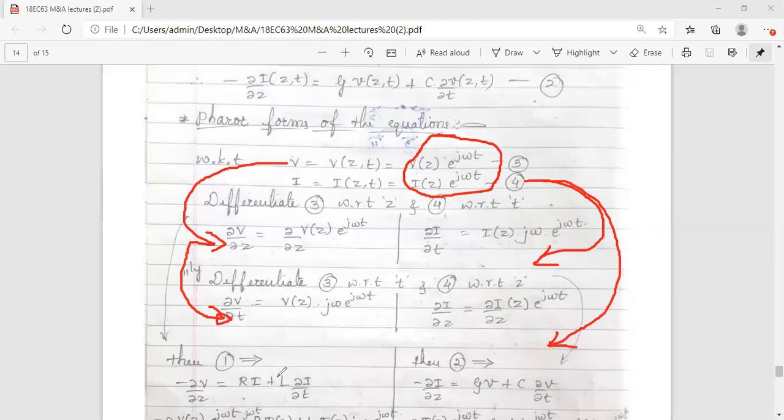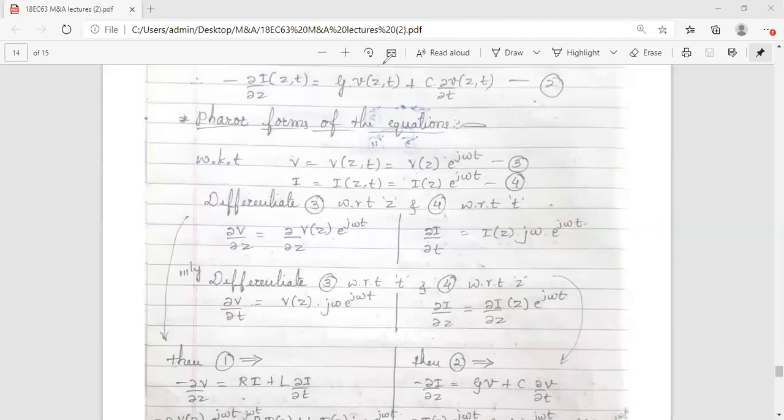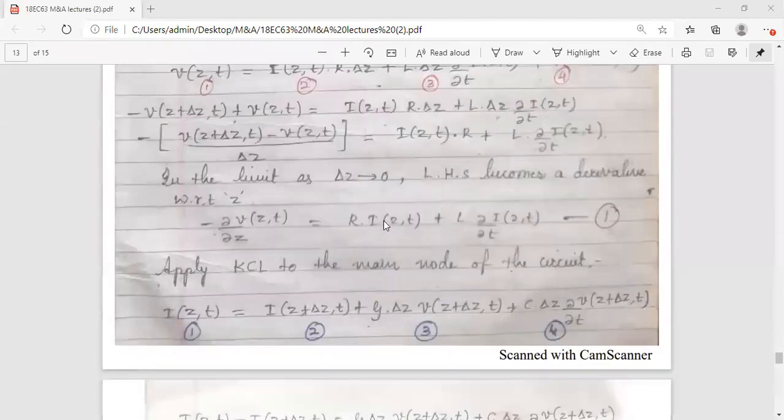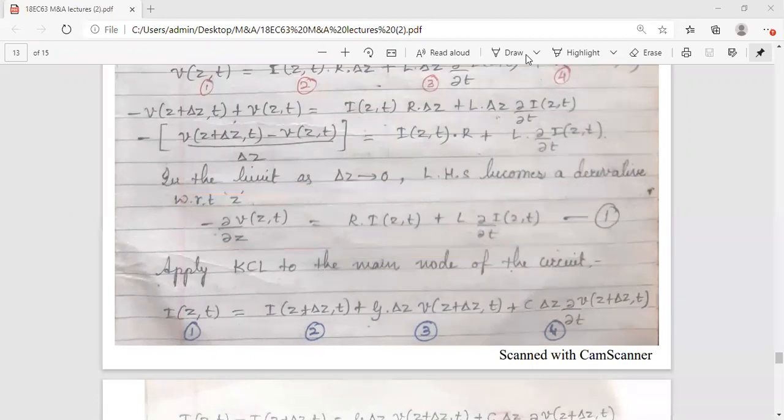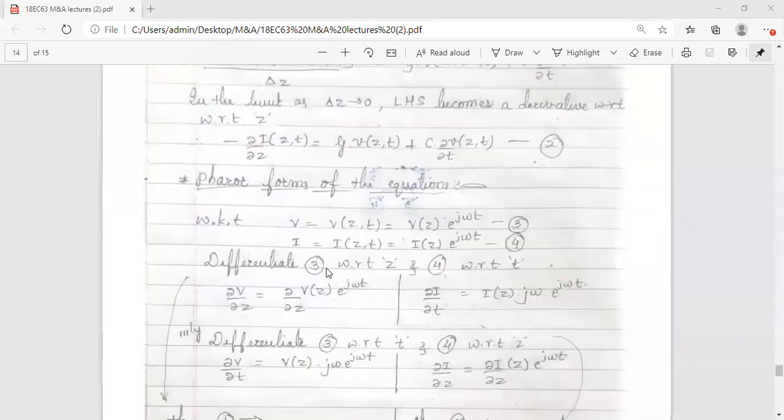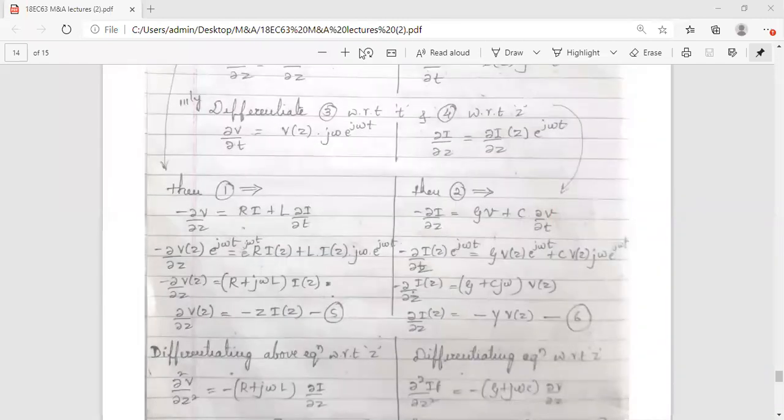Now I will make use of those KVL and KCL equations which we have got. What was equation 1 we got? Here it is. Equation 1 indicates minus dou by dou z. This one I'm talking about. Let me take it and let us try to substitute. So let us take equation 1. Equation 1, it is here.